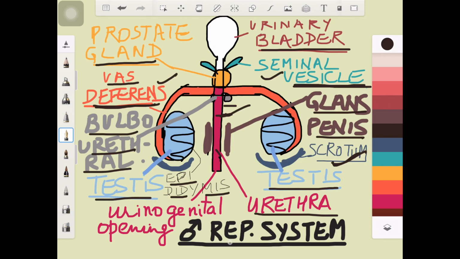Next, the foreskin is also there, which is the skin covering the glans penis. It is called foreskin, which I have not shown, of course. The last part, the opening, is called the urinogenital opening.